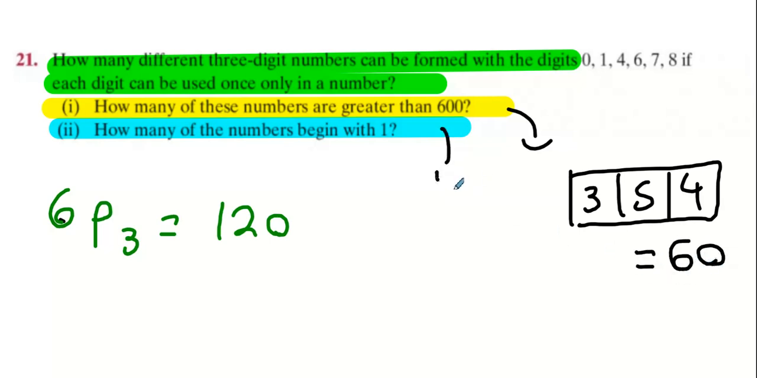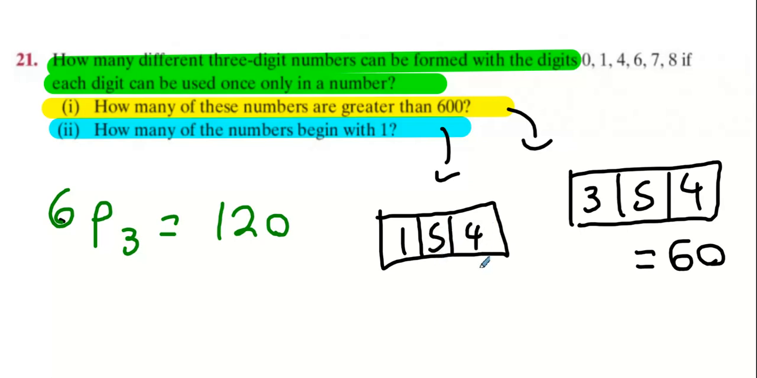Now, next part. How many of these numbers begin with 1? If it begins with 1, there's only one choice, isn't there? 1. And then how many choices do I have left then? 5 and 4, which is 20. That's disappointing for question 21.